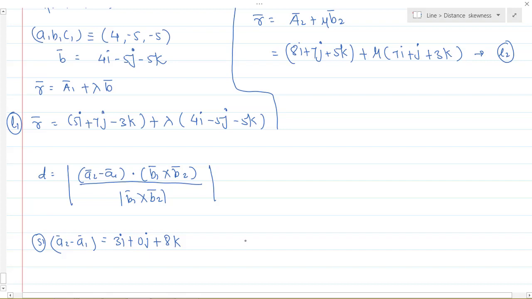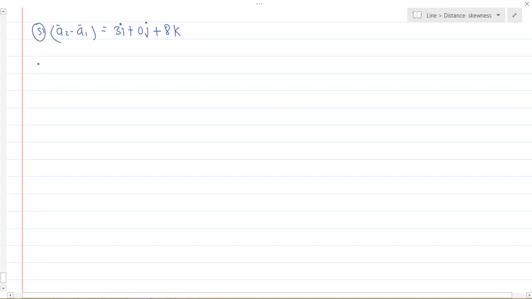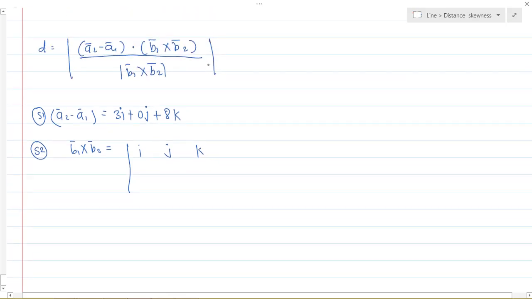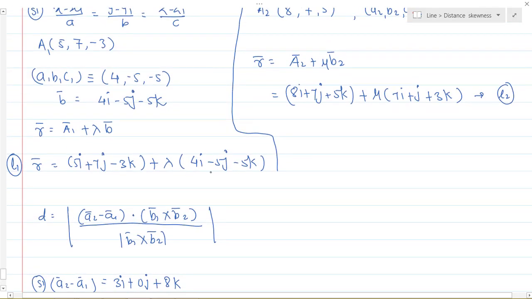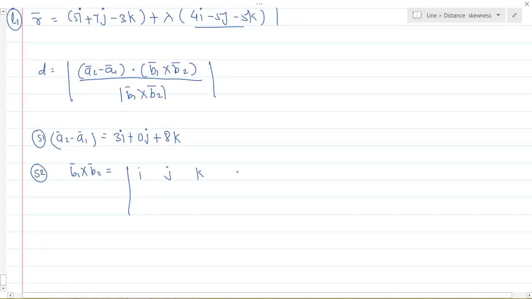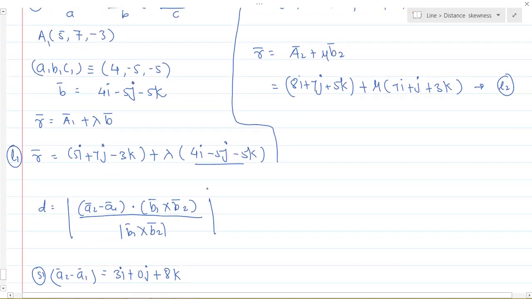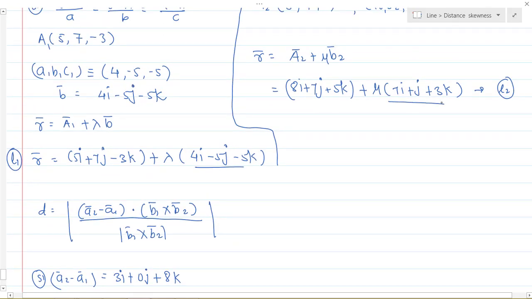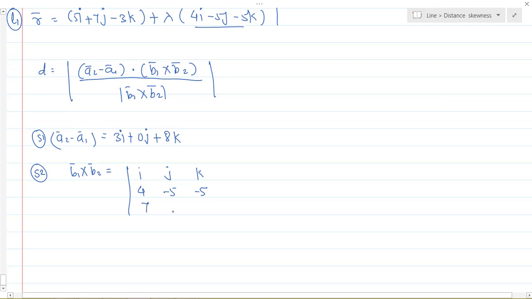Step number 2 is to find out B1 bar cross B2 bar. So let's have the determinant with i, j and k. This is my B1: 4, minus 5, minus 5, and B2 becomes 7, 1, 3. So this is 7, 1 and 3. So let's solve for this vector.